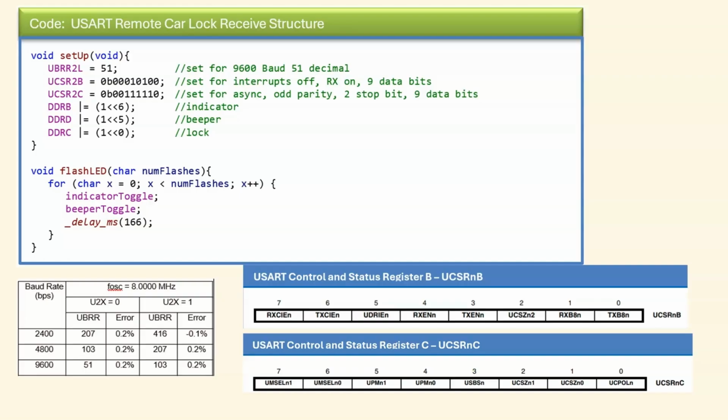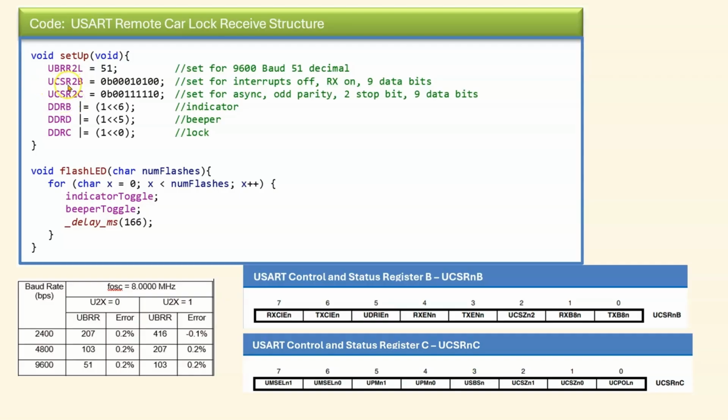Now, looking at the configuration of the USART, we first want to set the baud rate. We want to set for 9600 baud. We have a table from the datasheet. We have a clock frequency of 8 meg. Therefore, we load 51 into the UBRR lower byte.